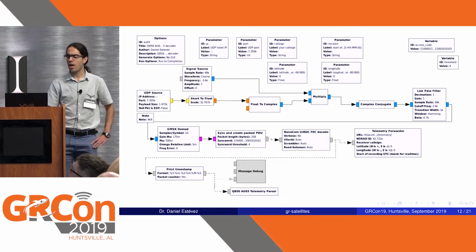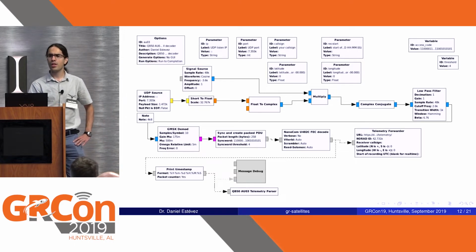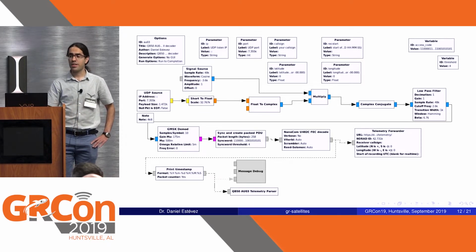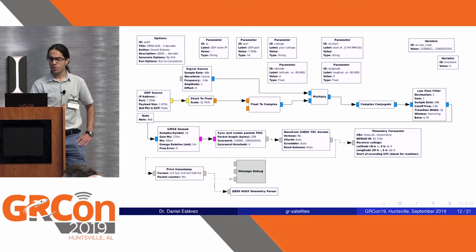the SatNOGS database. So this is an online application which can collect telemetry frames from many different satellites. And also you have this telemetry parser for the specific satellite, which parses the packets, gets the telemetry values, and prints those onto the screen.